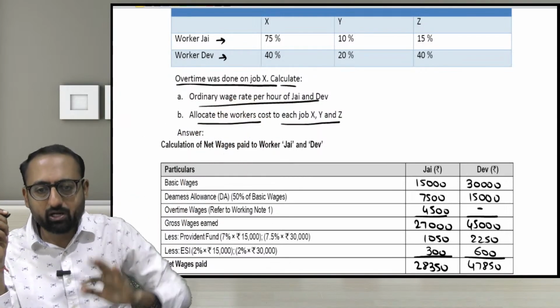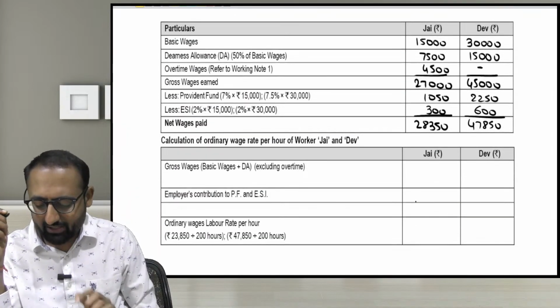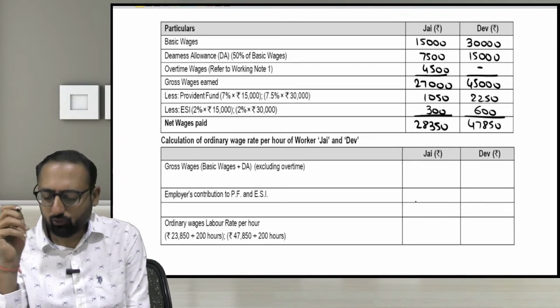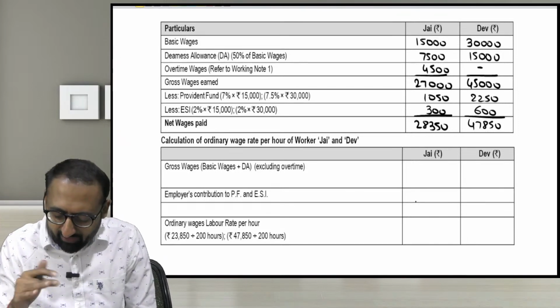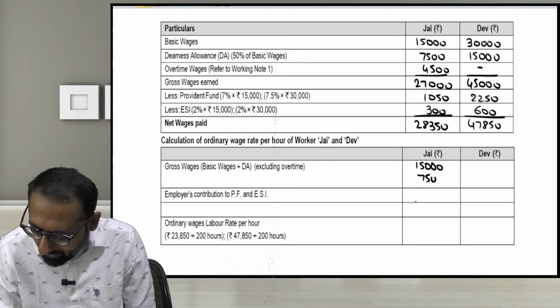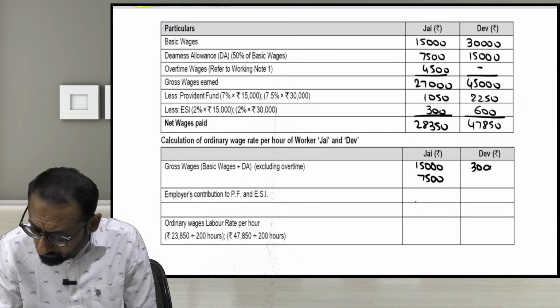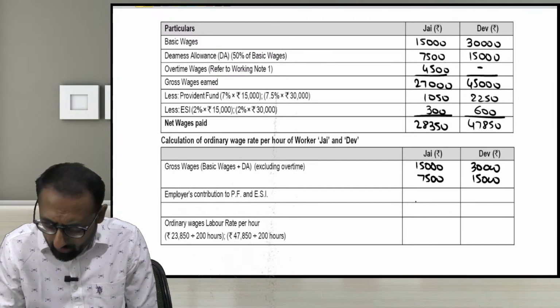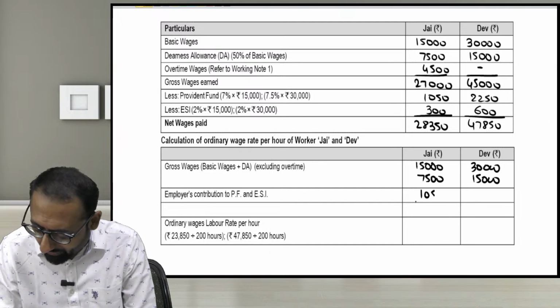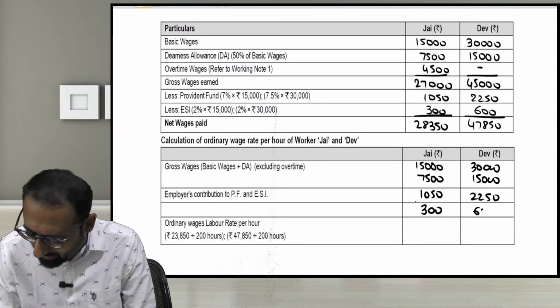Ordinary wage rate per hour of Jay and Dev. Now quickly calculate that ordinary wage rate. Ordinary will not include overtime. So basic wage rate plus DA allowance will be 15,000 plus 7,500, 30,000 plus 15,000 plus employer's contribution to PF and ESI. PF contribution is 1050, ESI is 300, 2250 and 600.